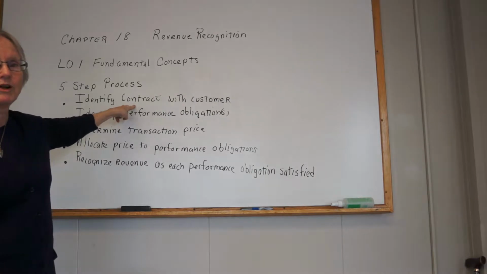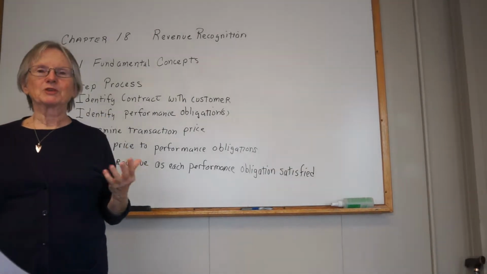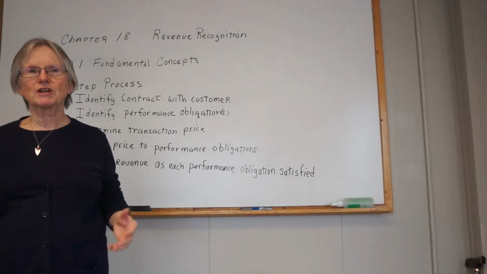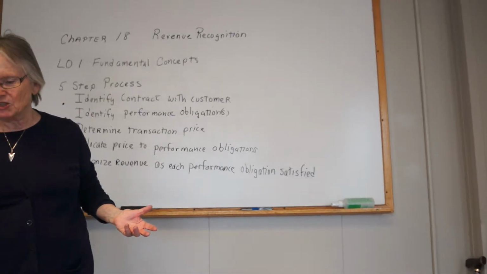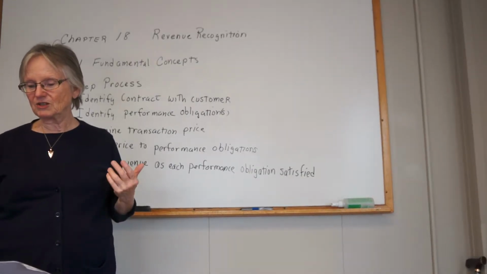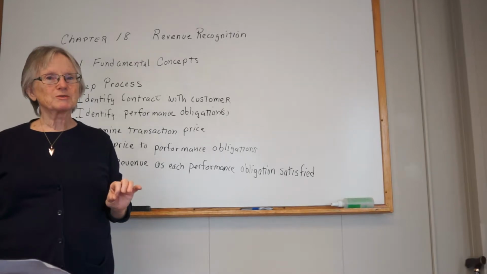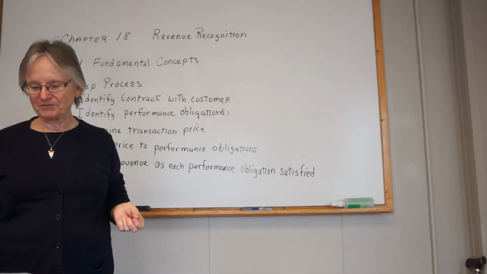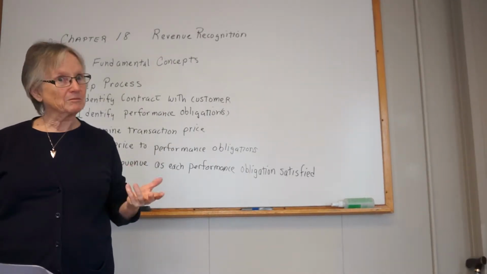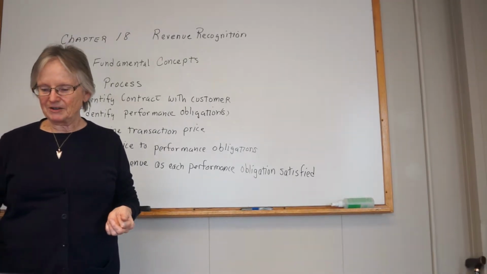Okay, so what I want to focus on for the rest of this video is just identifying the contract part, step 1 of the whole process. You really have to get down what's a contract, because if you don't have a contract, you can't recognize the revenue. So a contract is an agreement between 2 or more parties that creates enforceable rights and obligations. For these purposes, it does not have to be in writing. It can be oral, it can be written, or it can be just customary business practice.